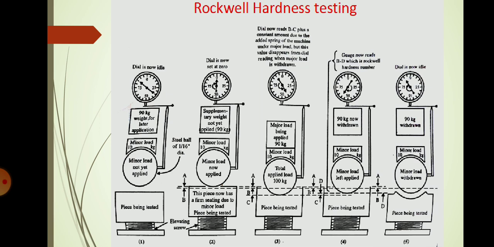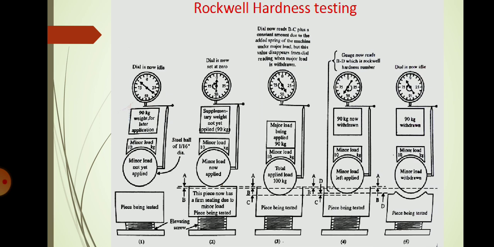In many books you will find the B and C scales, which are used for measuring hardness by using the Brinell hardness and Rockwell hardness testers. Generally the B or C scales are used in India for Rockwell hardness testing. Here a major load of 90 kg is used.